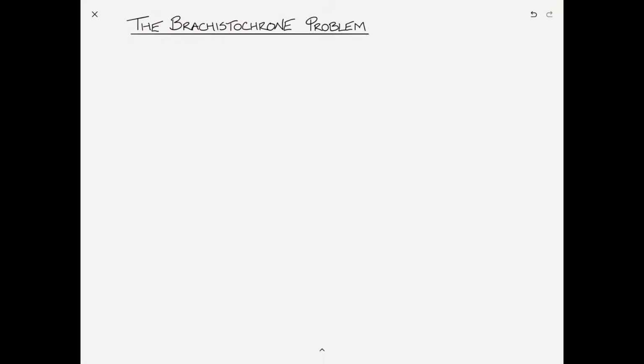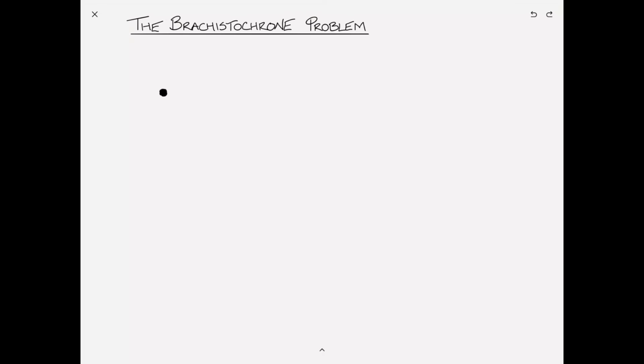The Brachistochrone problem is a hugely important problem in the world of variational calculus, and therefore in the world of classical mechanics too. This problem was first posed as a challenge by Johann Bernoulli, and it was more than just a problem that he posed. I mean, there was far-reaching politics behind this.